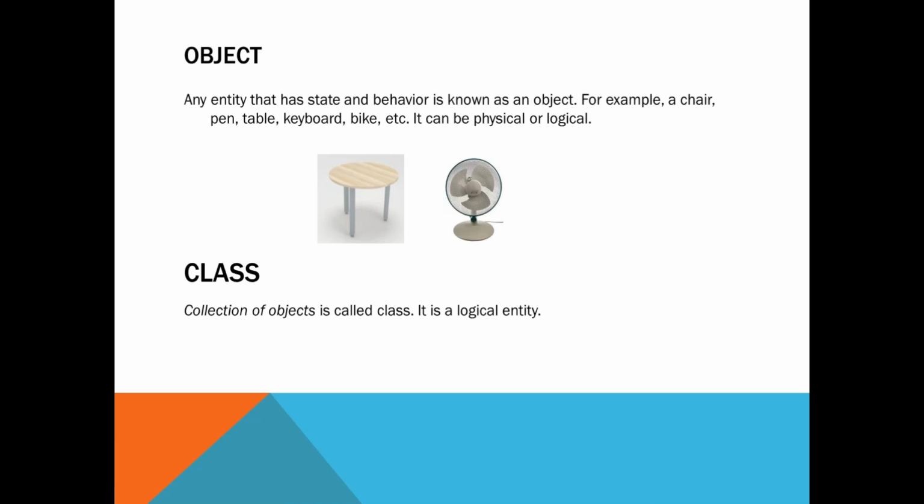Let's start from object. Any entity that has state and behavior is known as an object. For example, table, fan, chair, pen, etc. An object can be defined as an instance of a class. An object contains an address and takes up some space in memory. Objects can communicate without knowing the details of each other's data or code.